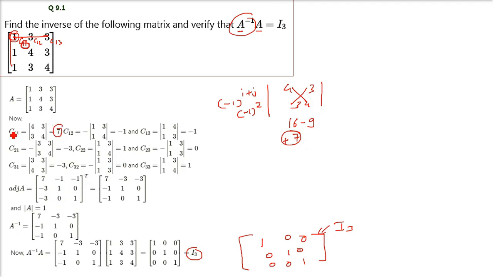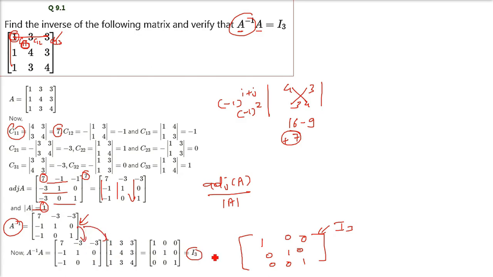All of this you have to do for the 9 values, and then you have to take the transpose of that matrix. Rows change to columns. Once that is done, this is called the adjoint of A. Now you have to divide this adjoint of A by the determinant of A. The determinant of A is 1. I'm not computing it, just telling you to go through it. So A inverse will be adjoint of A divided by determinant of A. So this is the A inverse. Now you have to multiply this A inverse with the actual A which is given in the question. The identity matrix will come.